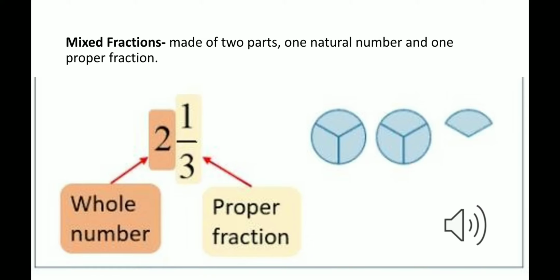Like here, the mixed fraction is 2 whole 1 by 3. It will be read like this only. The whole parts, where we don't have the upon, those are the whole parts. That means 2 complete parts and 1 by 3 of the portion. As you can see in the diagram also, 2 complete circles and 1 part out of the 3 parts of the third circle. So 2 whole 1 by 3. Okay, so we move to the next slide.